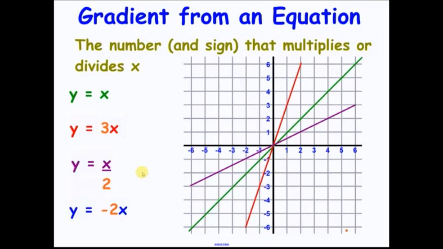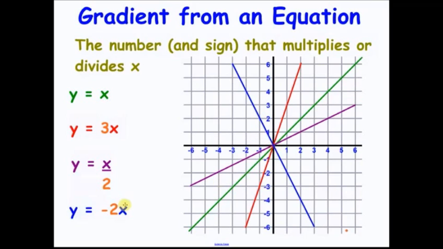Finally, gradients from equations can be negative. For example, minus 2x means minus 2 times x. So when x has a value of 1, y has a value of minus 2. If you plot 3 points, like you were shown in the classroom, the line would look something like that. We know it's negative because it's left of 12 o'clock, and with a gradient of 2, it means it has a rise of 2 for every run of 1.